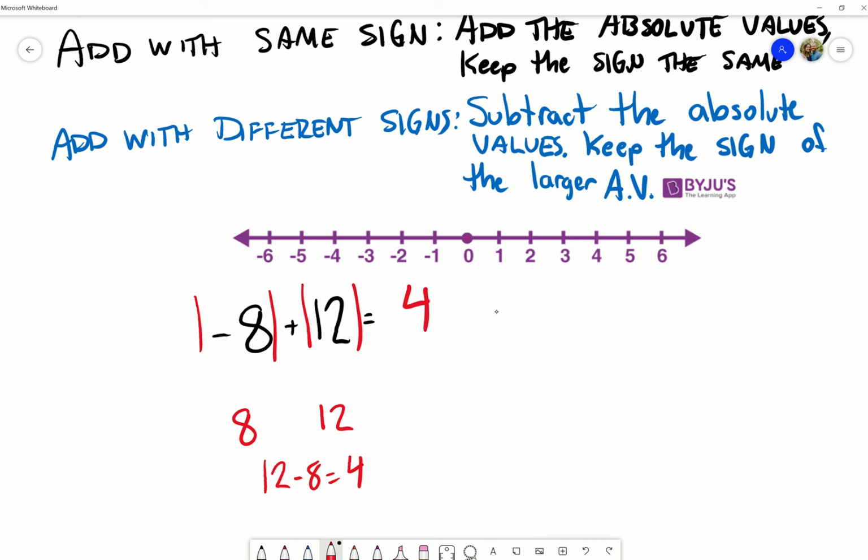And then we look at our numbers, and we keep the sign of whichever of our original numbers had the bigger absolute value. So the negative had absolute value 8, and the positive had absolute value of 12. Which is bigger, 8 or 12? 12 clearly is bigger. So since our positive number had more absolute value, our answer stays positive.